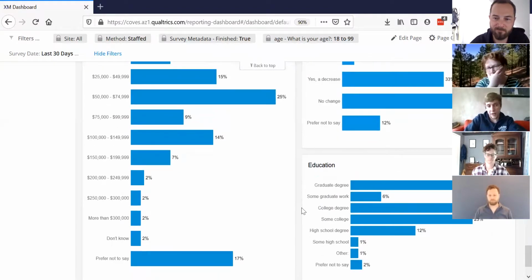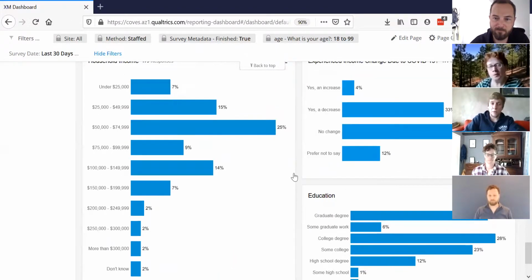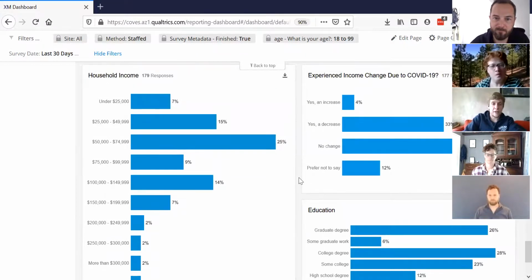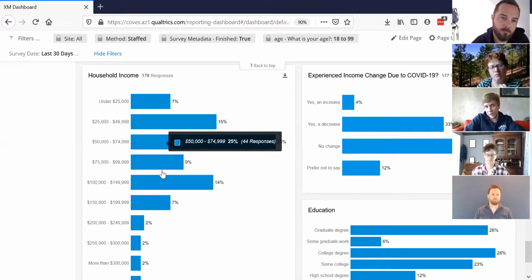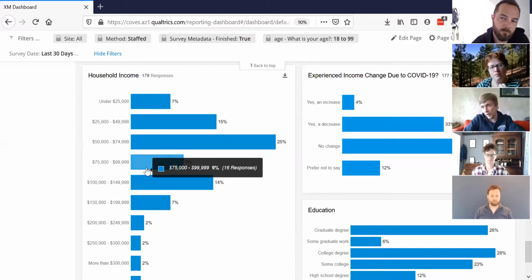And Elisa actually had sent an email a couple days ago suggesting that a really interesting crosstab to look at is cross-referencing those who've experienced that income change with what their household income was before the pandemic, which is what this income chart is showing. The question says, before the pandemic hit, what was your household income?